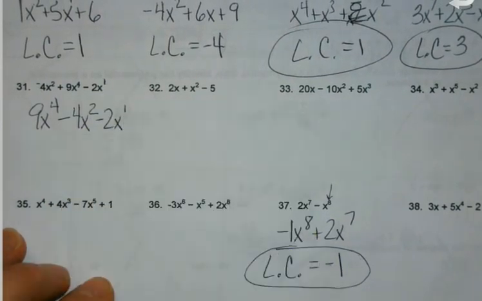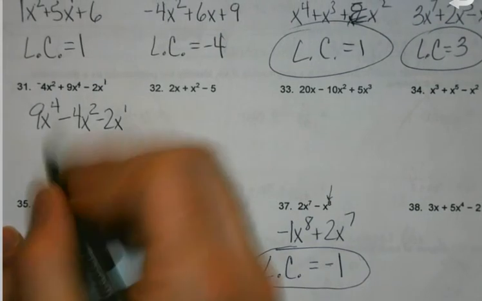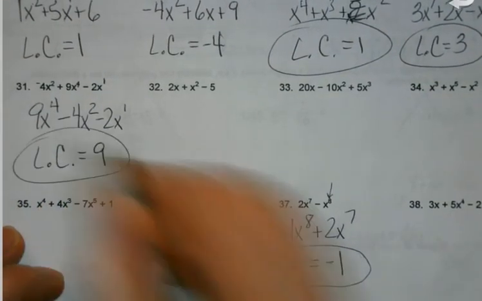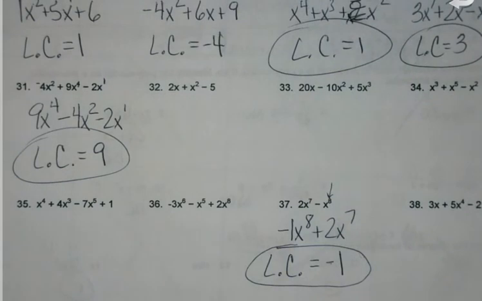But if it was like, let's say the 9 had a 2 and the negative 2 had a 4, then that would change. And then my lead coefficient would just be 9, because once I have them in order, it's the number that's in front. But I got to make sure they're in order first.